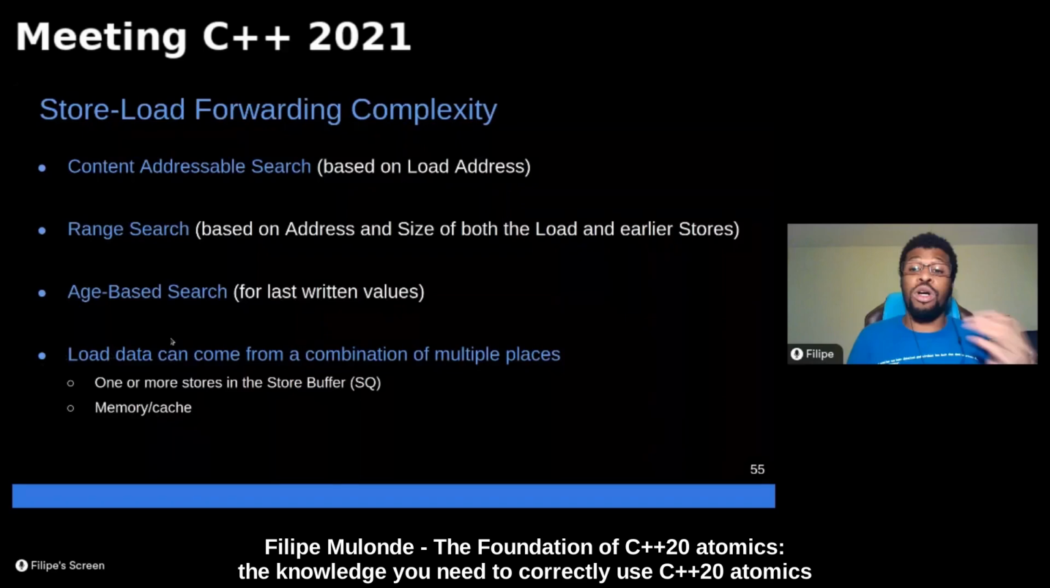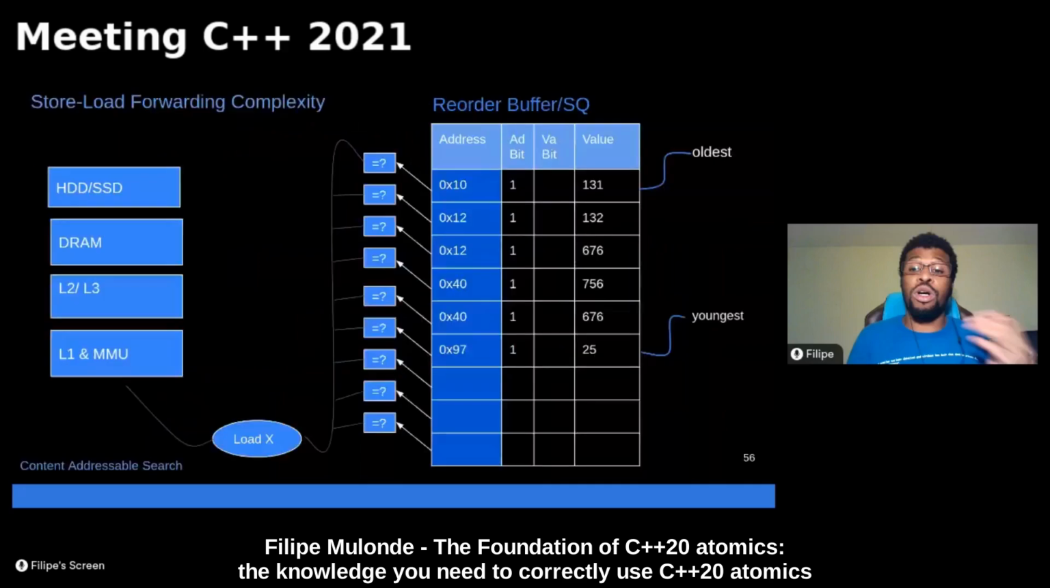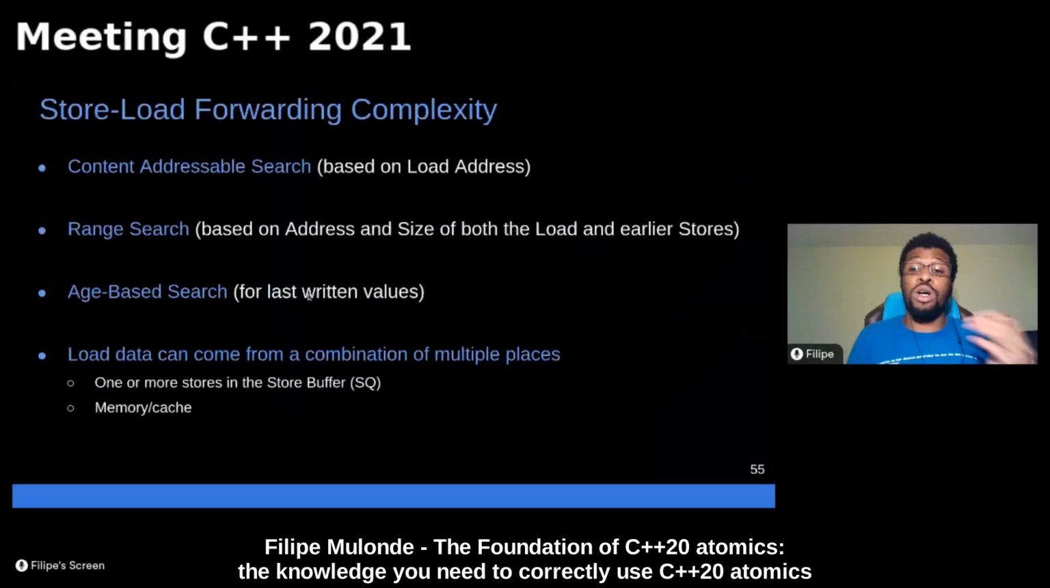And the load data can come from a combination of multiple places, right? One or more stores can be in the reorder buffer, and for others, maybe we need to go to memory or cache. And if it is not in the reorder buffer, we need to go to memory. So here I have an example illustrating the reorder buffer. Here I'm only illustrating the content addressable search, but in real modern computers, we also need to take into consideration the range search and the age-based search. But here I'm only considering the content addressable search.